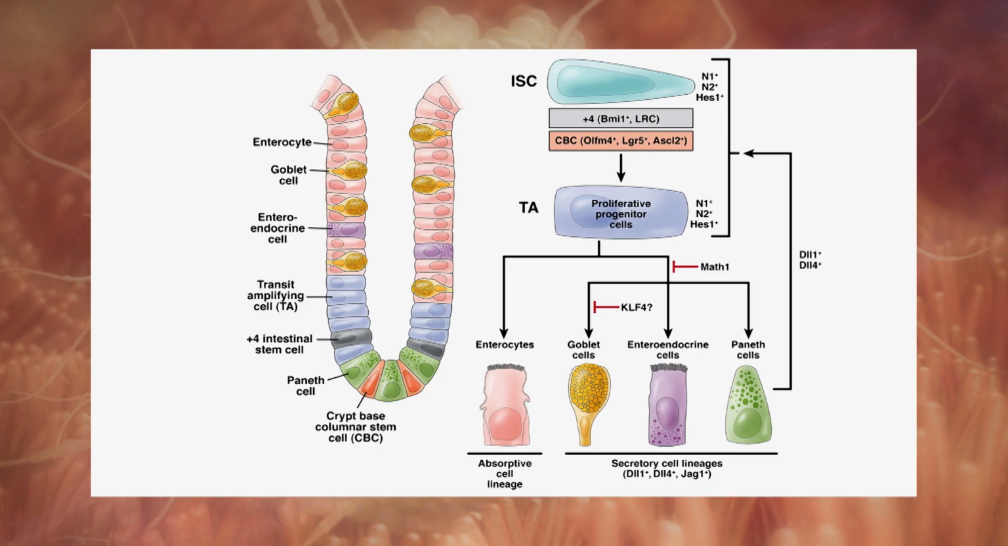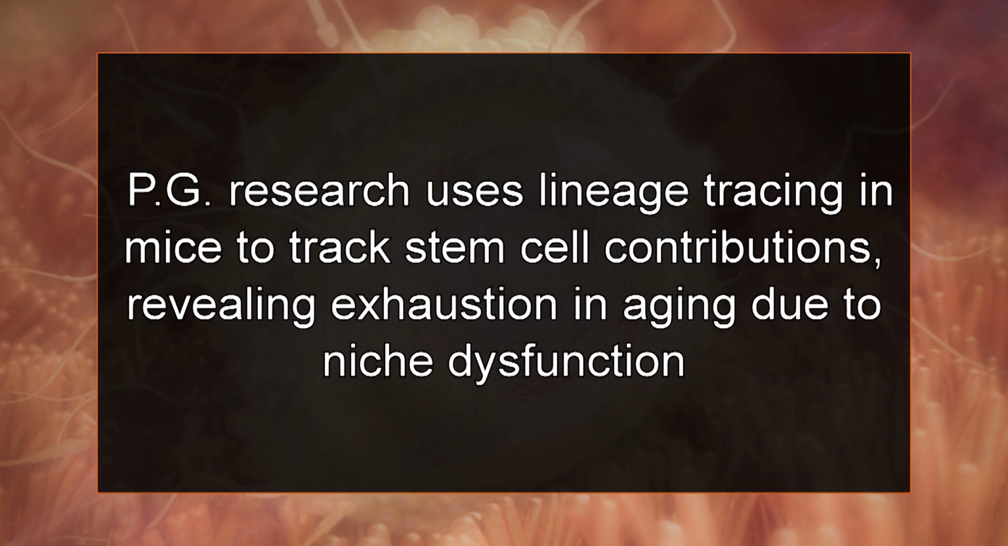Intestinal stem cells renew the epithelium every 4 or 5 days via WNT and Notch, with equal-skewed family bHLH transcription factor 1, or ASCL1, driving differentiation. PG research uses lineage tracing in mice to track stem cell contributions, revealing exhaustion in aging due to niche dysfunction.